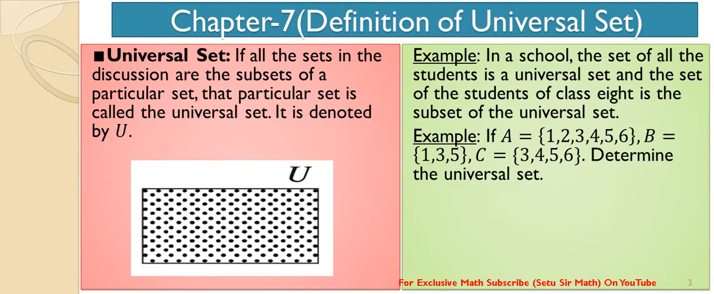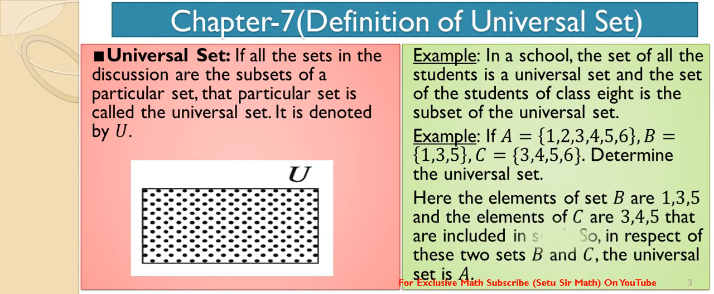Example: if A equals 1, 2, 3, 4, 5, 6, this is a set, B equals 1, 3, 5 and C equals 3, 4, 5, 6, determine the universal set. Here the elements of set B are 1, 3, 5 and the elements of set C are 3, 4, 5, 6 that are included in set A.